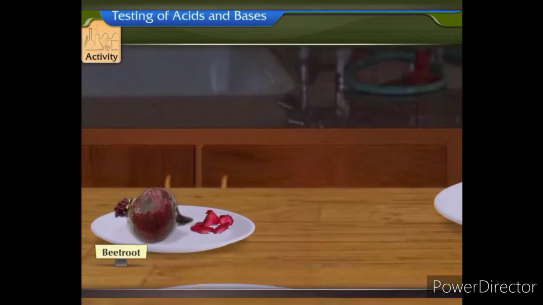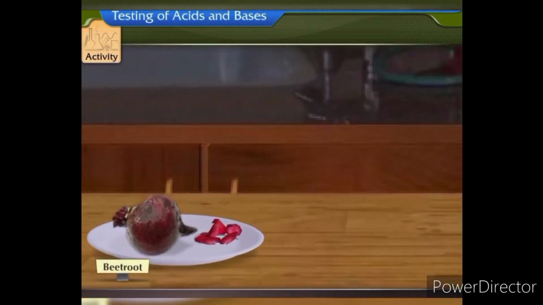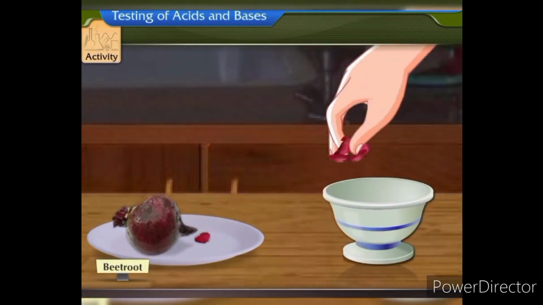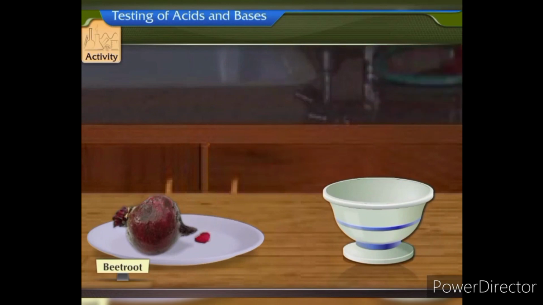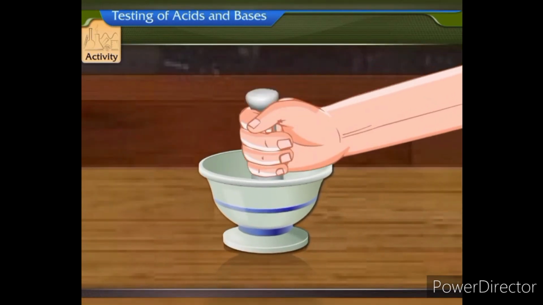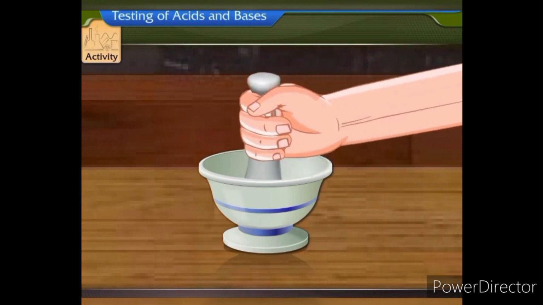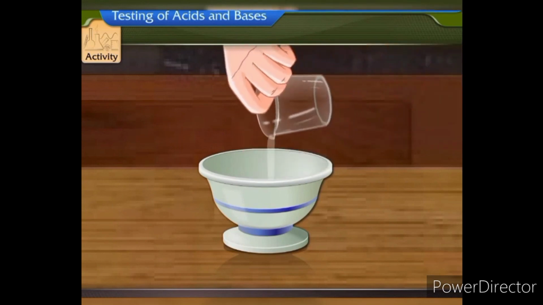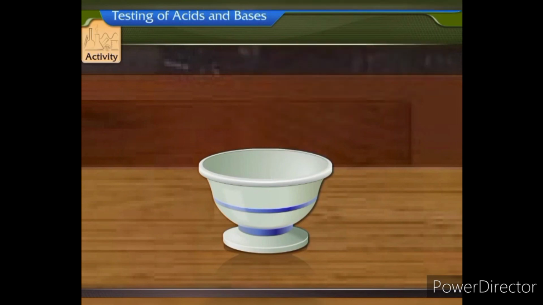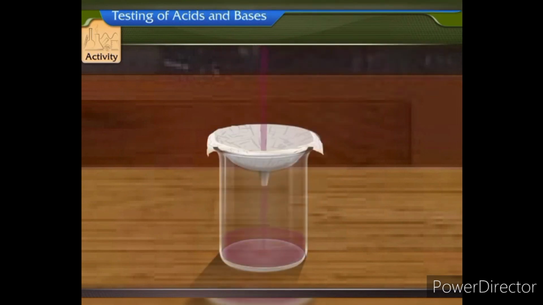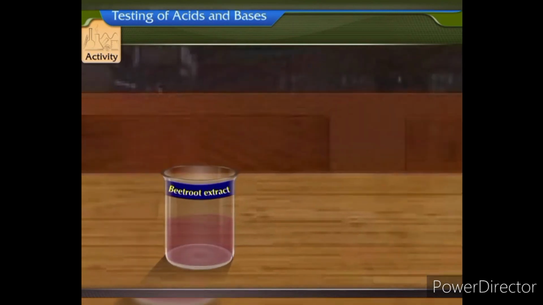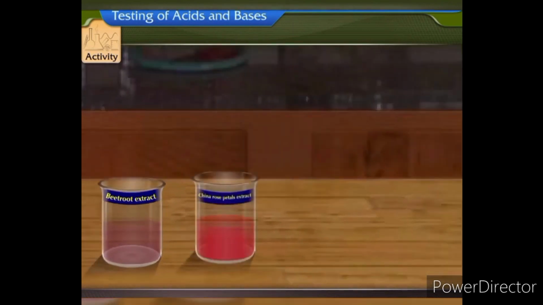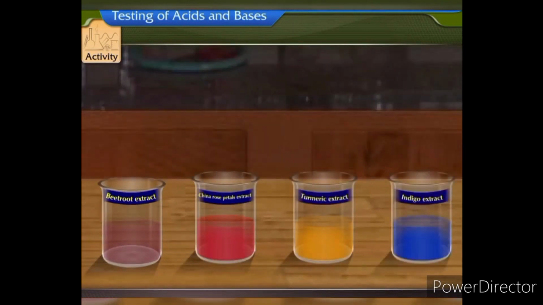First, we shall prepare an extract of beetroot. Crush some beetroot in a mortar. Add sufficient water to obtain the extract. Now, filter it using a filter paper and collect the filtrate in a beaker. This is the beetroot extract. Similarly, prepare extracts of China rose petals, turmeric, and indigo.